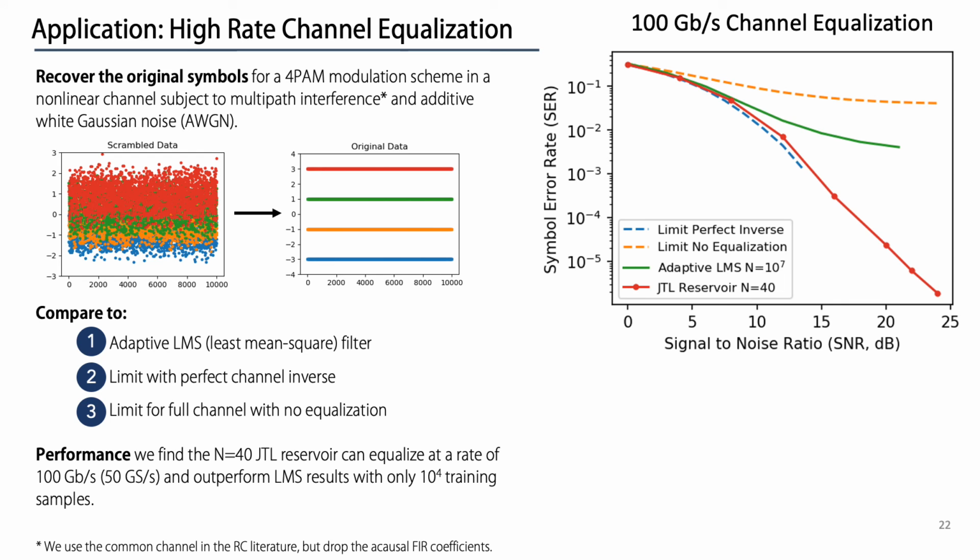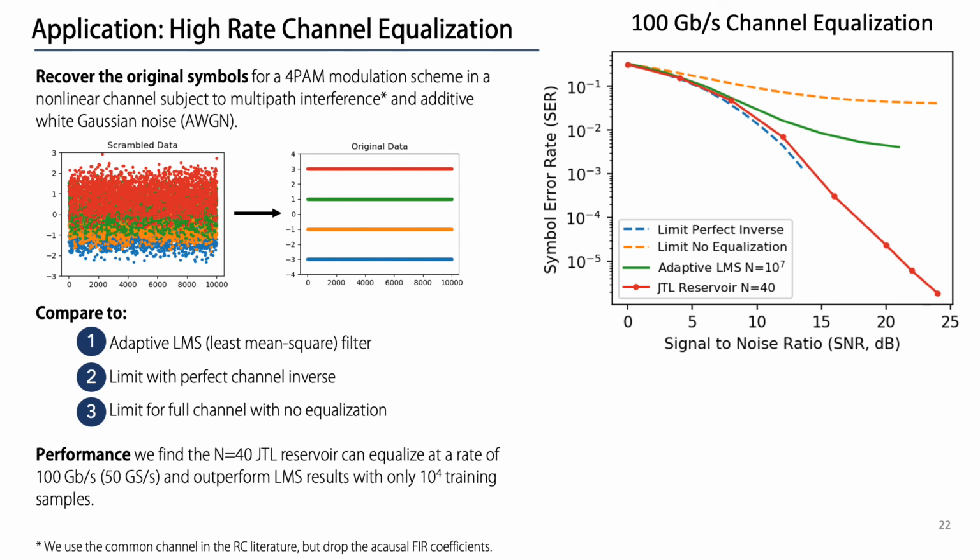The performance of the reservoir is shown on the right side of the slide in the red dots. We see that our reservoir performs quite favorably when we compare to an adaptive least mean squared channel equalization technique, which is a traditional technique for equalization. This also compares very favorably to the channel equalization with knowledge of the perfect channel inverse function, which is shown by the blue dotted line.